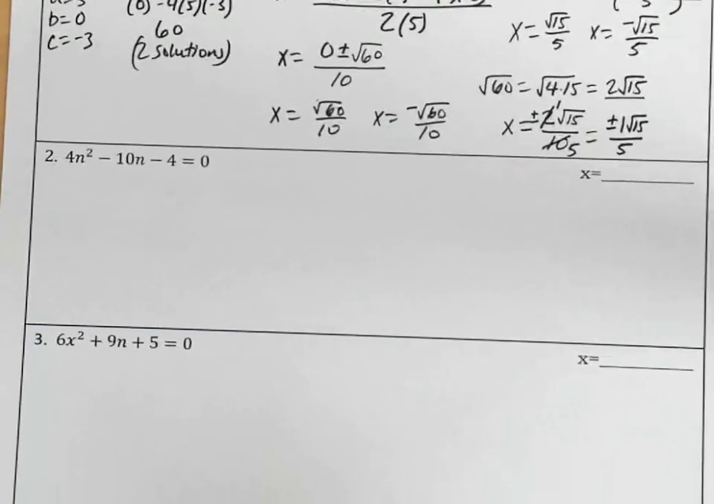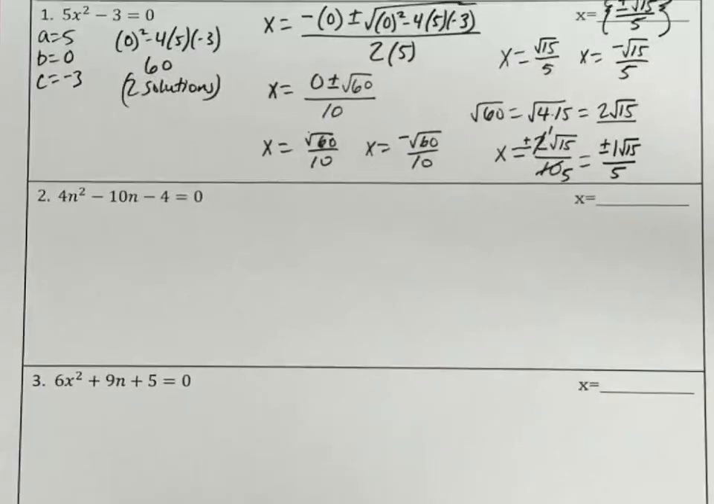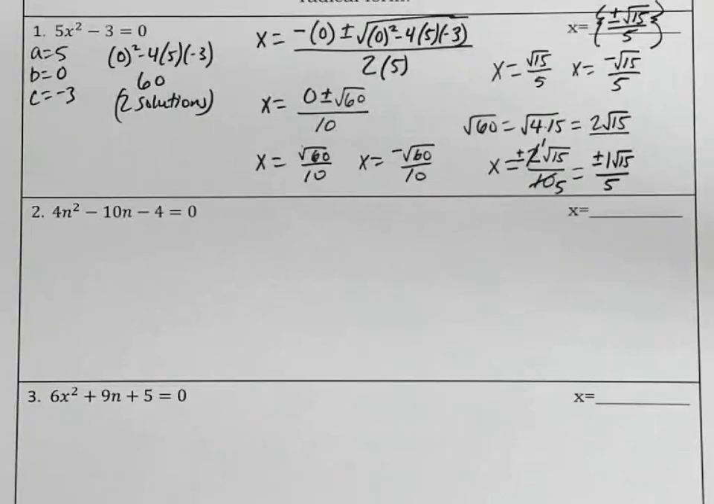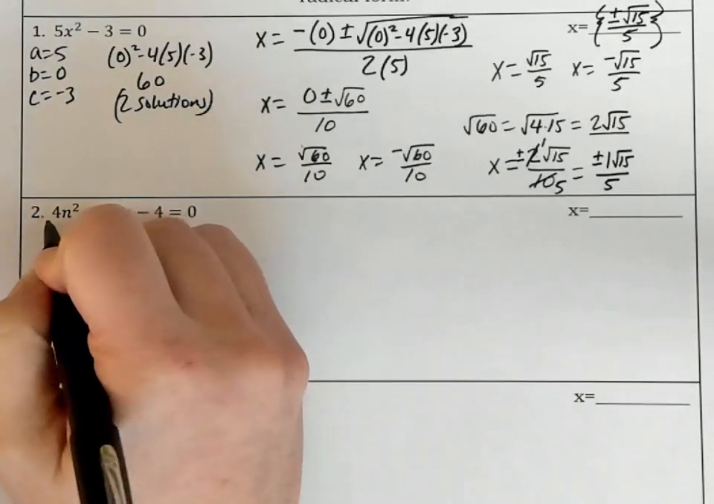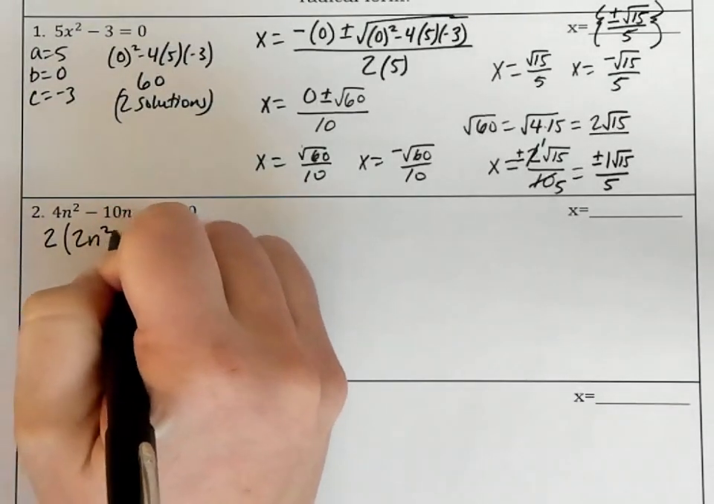All right, let's take a look at number 2. So on number 2, we have, again, it's in its simplest form, but there is a greatest common factor. So I'm going to go ahead and take that out just to make my life a little bit easier. It kind of simplifies things a little bit better later on. So I'm going to take that 2 out. I'm going to divide everything by the 2.